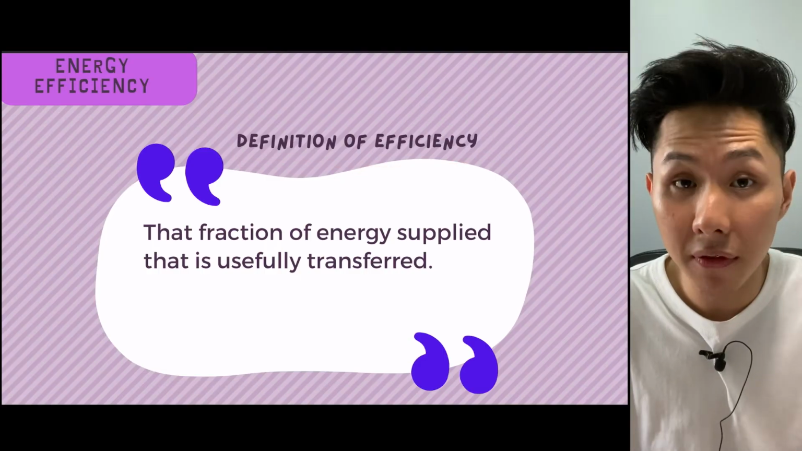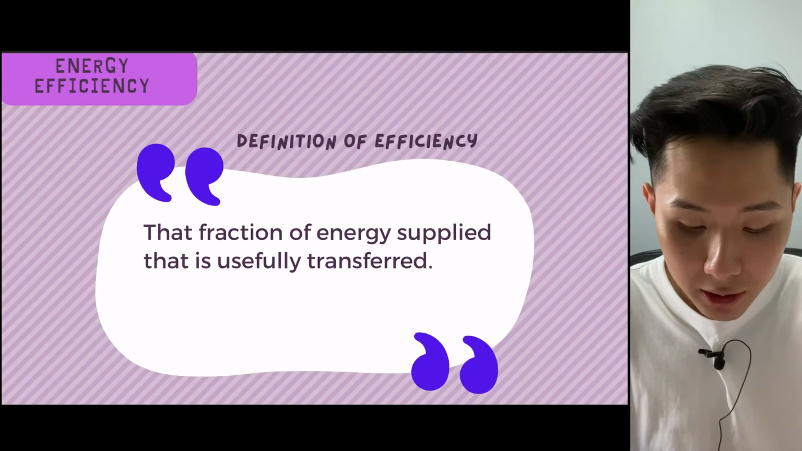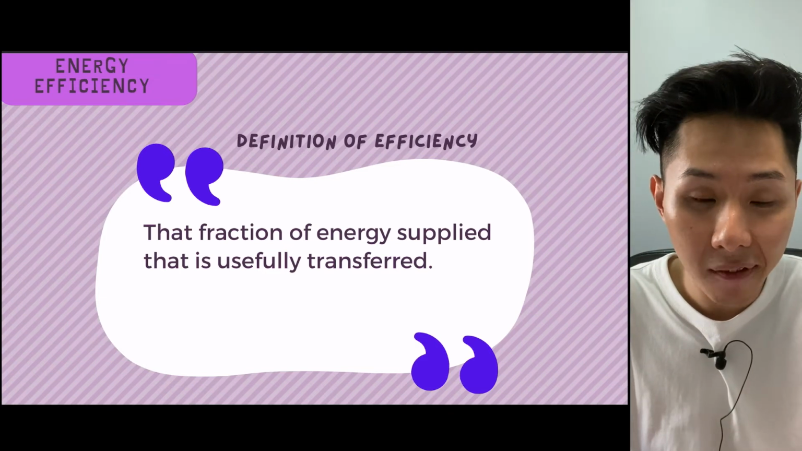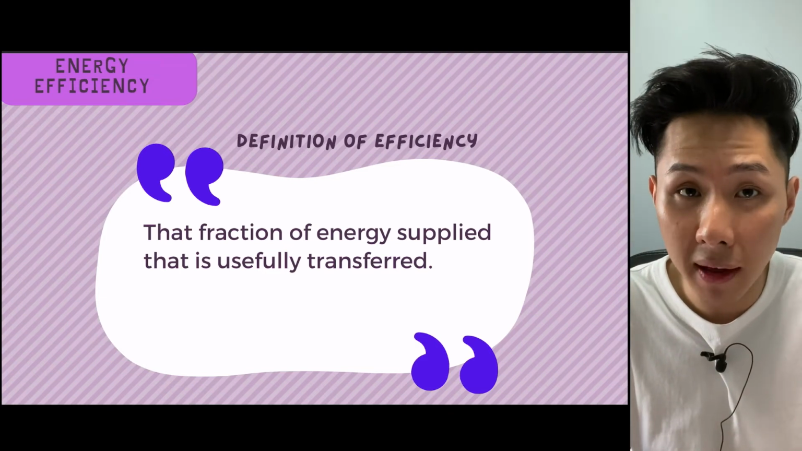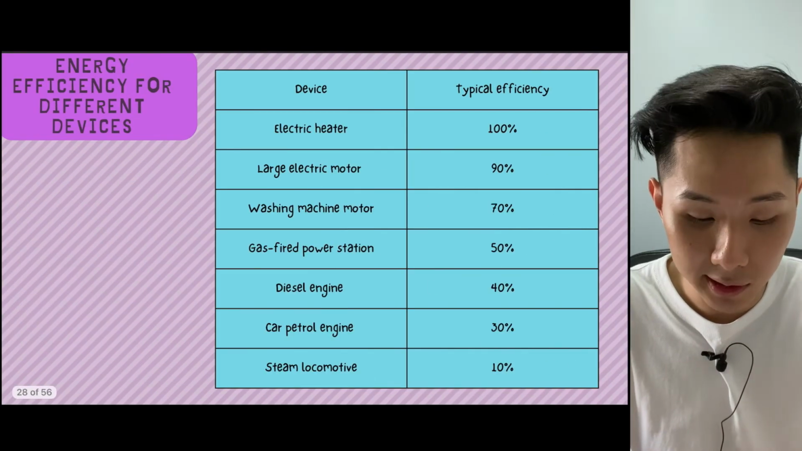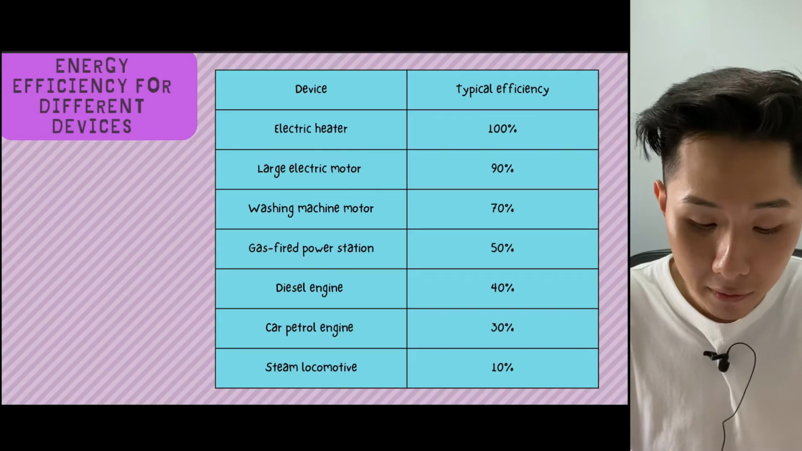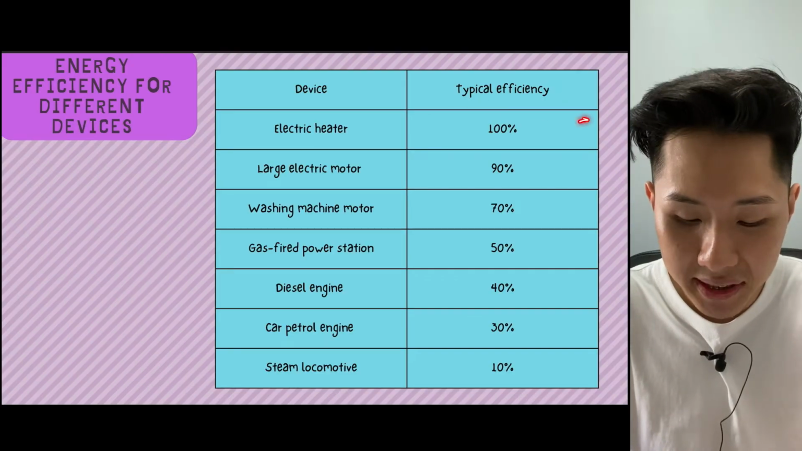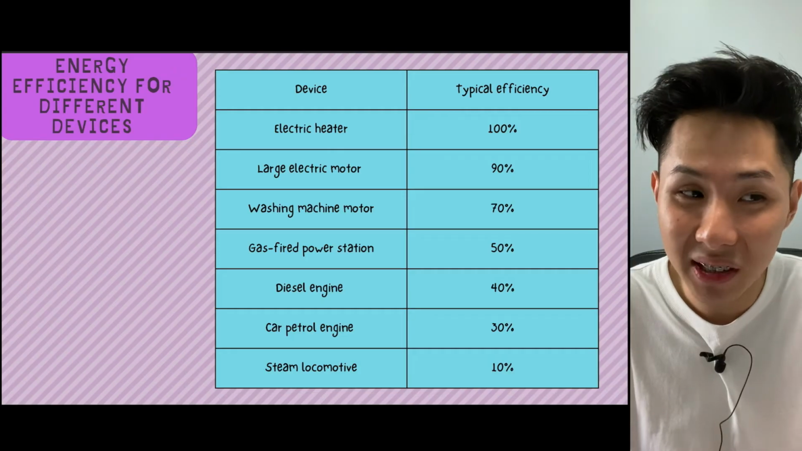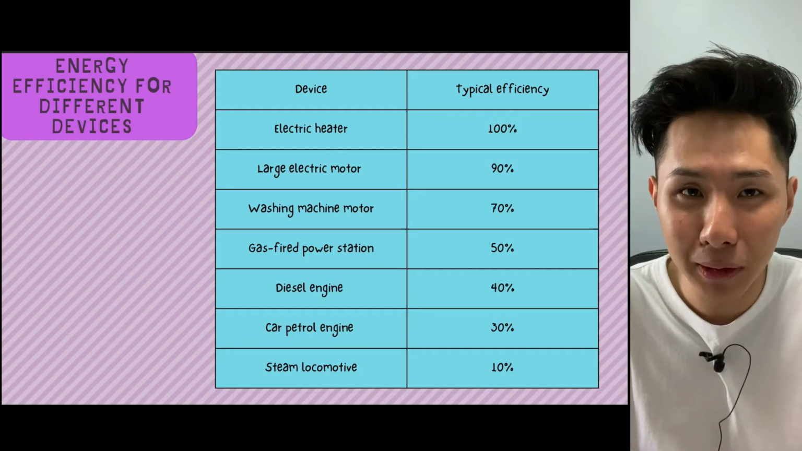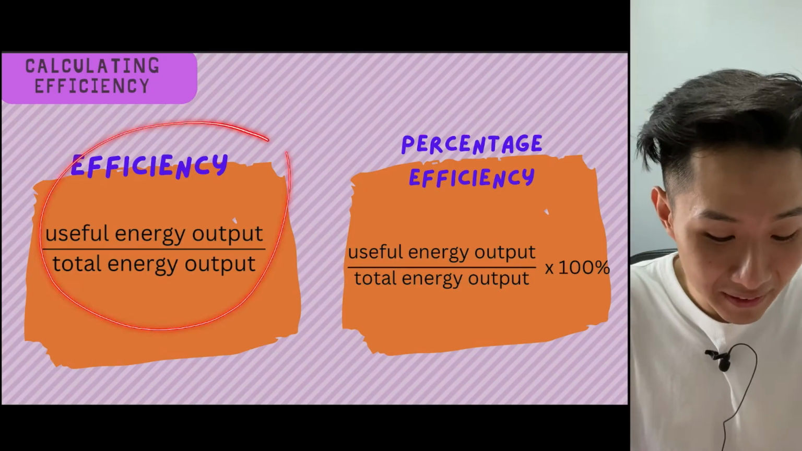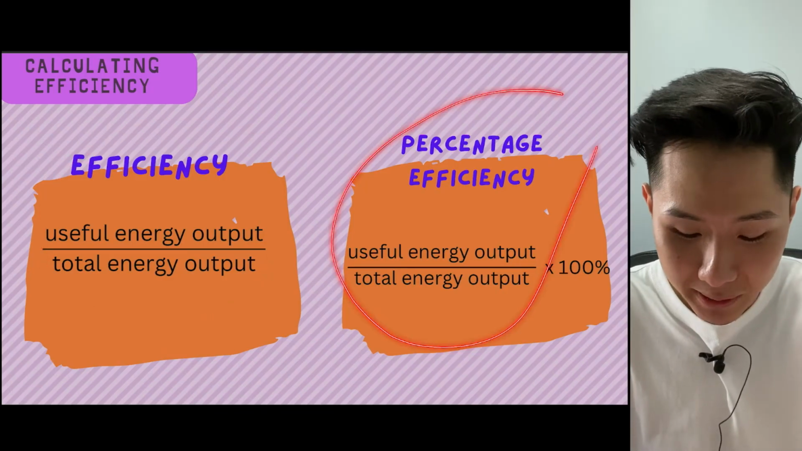So the definition of efficiency: the fraction of energy supplied that is usefully transferred. Meaning, if I contribute 100 joules of energy, how much of it is going to contribute to the useful purpose? So here we have the typical efficiency for different equipment. You can see that the electrical heater has the highest efficiency because most of it is being transferred to heat energy. So again, we have another formula, efficiency and percentage efficiency.